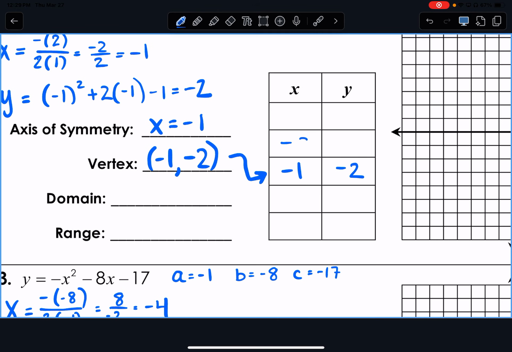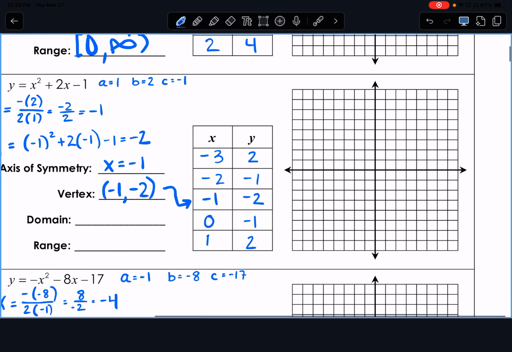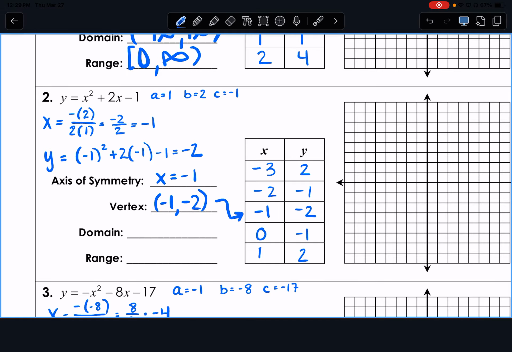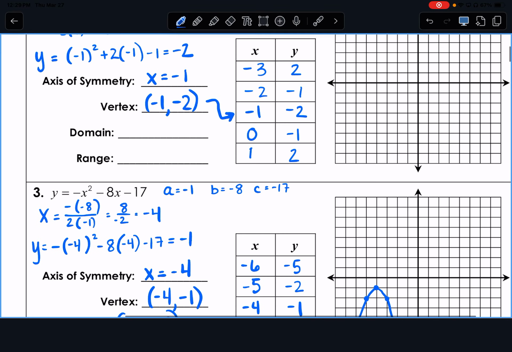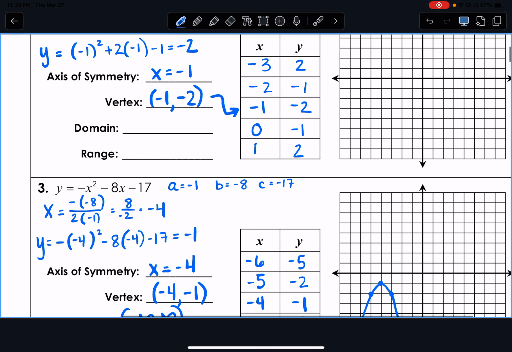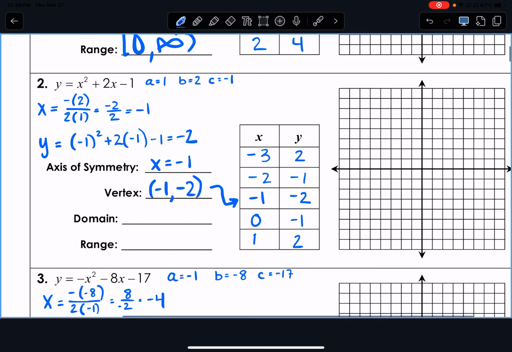So we would do negative 2, negative 1, negative 3, 2. Yeah, I'm way off. What? I got 17 in my head. 0, negative 1, 1, 2. What, Casey? This is what I did for yesterday. You did this problem, okay? You did 3 on 2. Oh, I sure did.